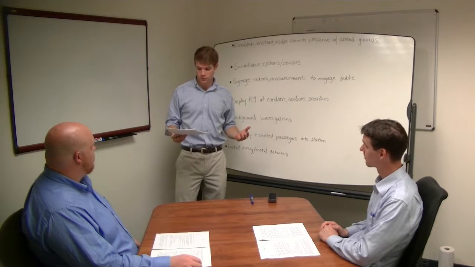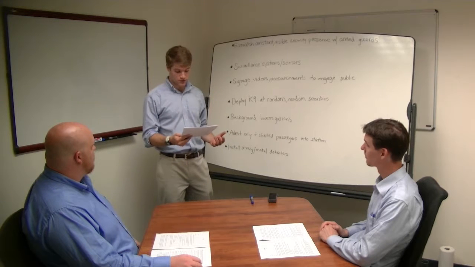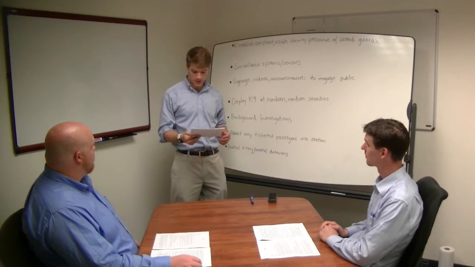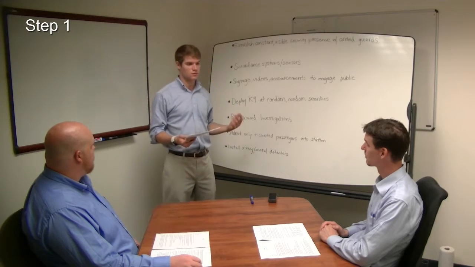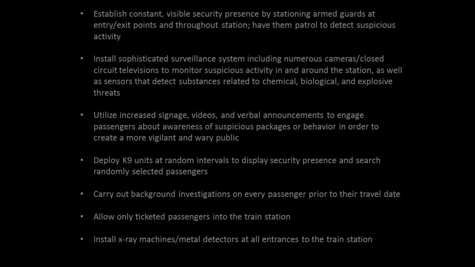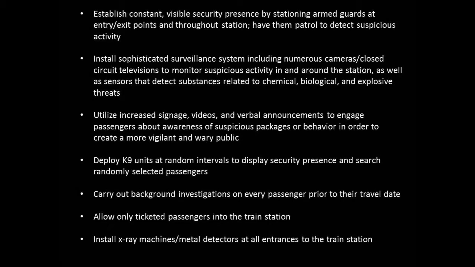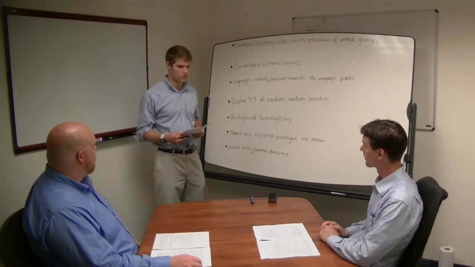Yesterday when we met, we all came up with various solutions addressing terrorism prevention at the station. Step one in the technique is just to list what we came up with, which I've done on the board right here. So now we can move to step two, when we actually go through and start identifying some of the negative impacts associated with each one of these solutions we've come up with.